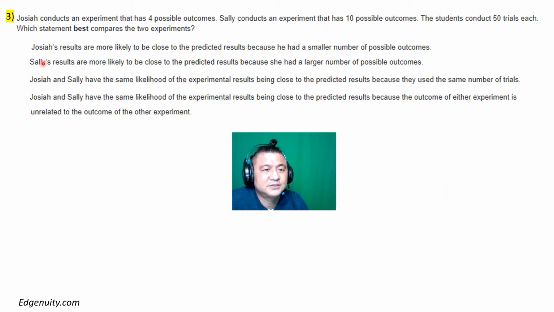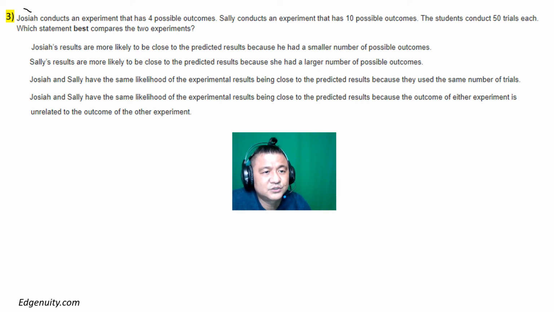Next, let's read this. Josiah conducts an experiment that has four possible outcomes. Sally conducts an experiment that has 10 possible outcomes. The students conduct 50 trials each. Which statement best compares the two experiments?